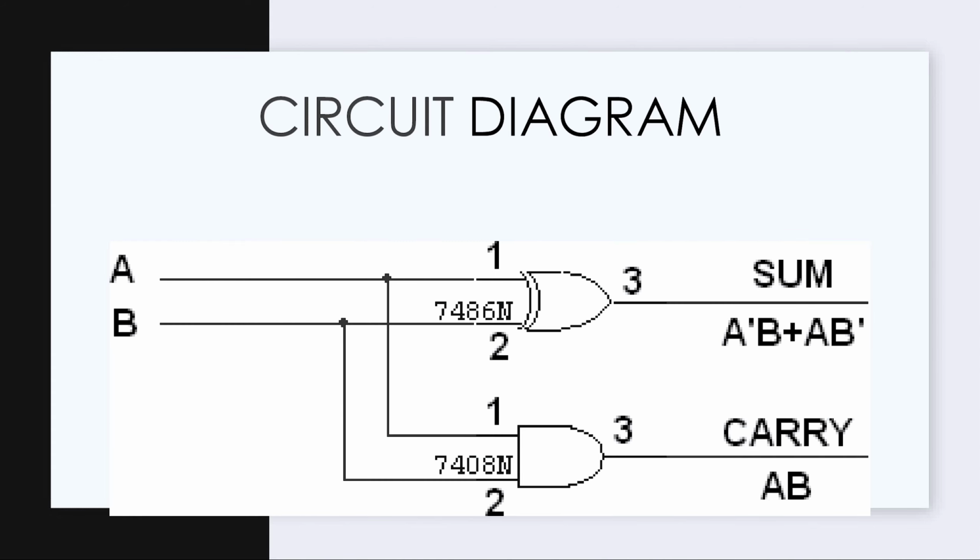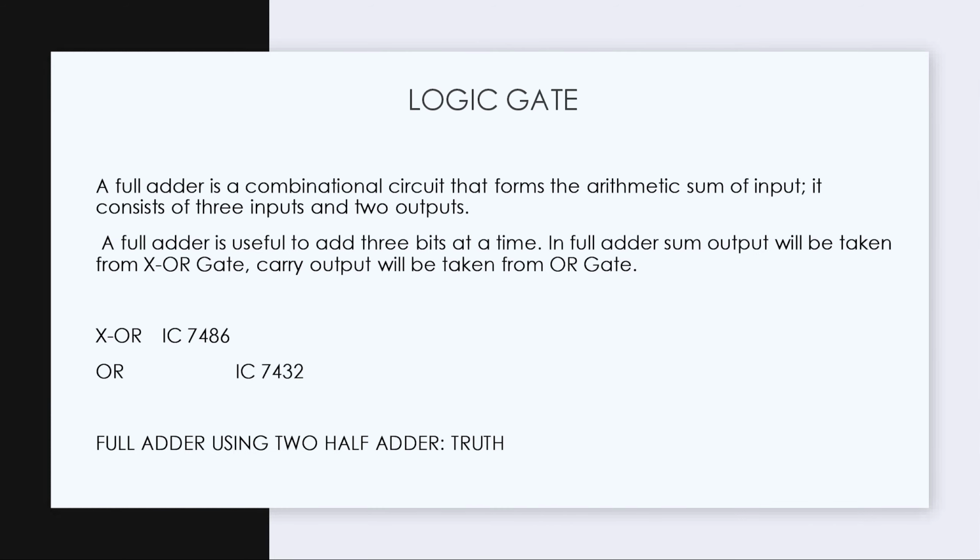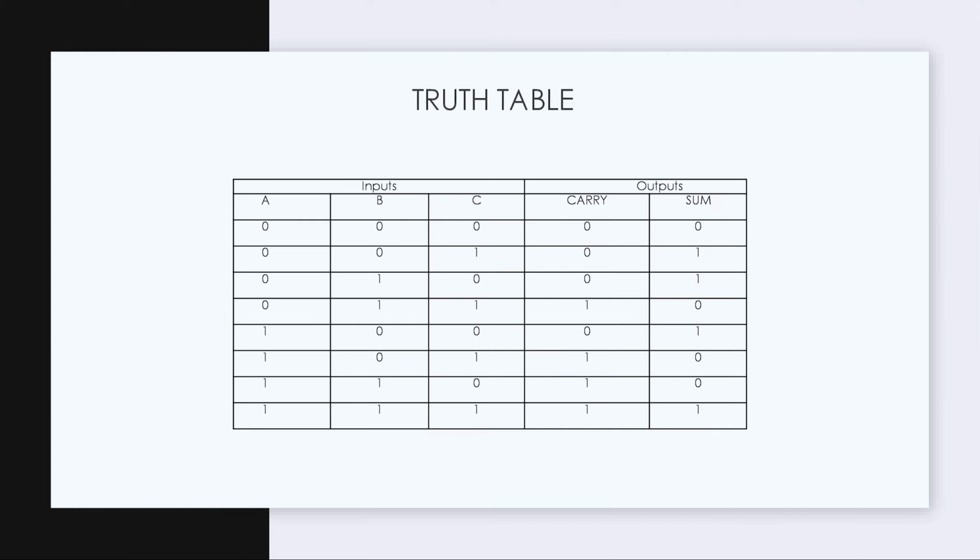Now we'll see about the full adder. A full adder is a combinational circuit that performs the arithmetic sum of input bits. It consists of 3 inputs and 2 outputs. A full adder is useful to add 3 bits at a time. In the full adder, the sum output will be taken from the XOR gate, and the carry output will be taken from the OR gate. The full adder is built using 2 half adders, and this is the truth table for the full adder.